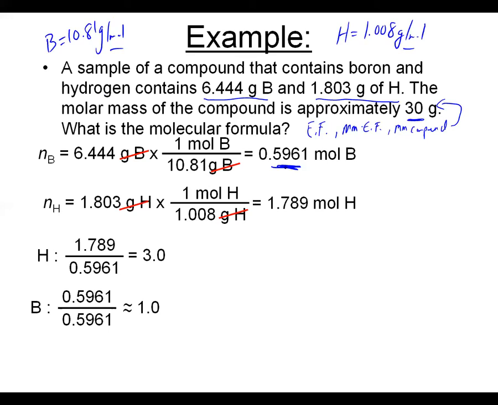Because we did hit whole numbers here, that gives us our empirical formula of BH3. Any questions on how to get to that empirical formula? Again, it's the same basic three steps. We're converting our grams to moles. We're dividing by the smallest number of moles. And since we did get all whole numbers, that would be our empirical formula. Any questions on this problem up until this point?